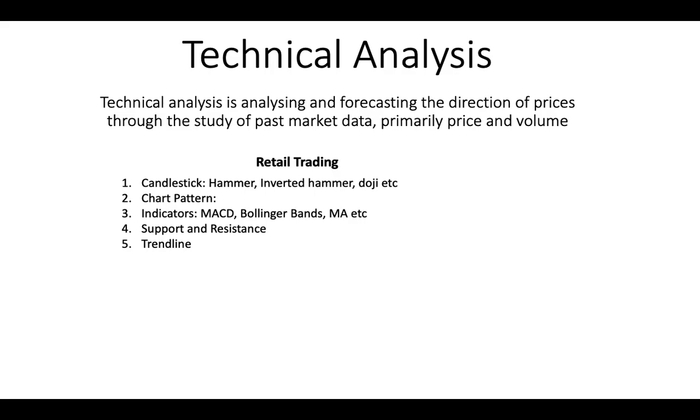In technical analysis, we have different parts. We have retail trading, and we have the advanced, which is SMC or ICT. Let's get into retail trading, which is for beginners. Like I've mentioned, we have five things here: the candlestick, chart pattern, indicator, support and resistance, and trend line. Let's start with the candlestick.